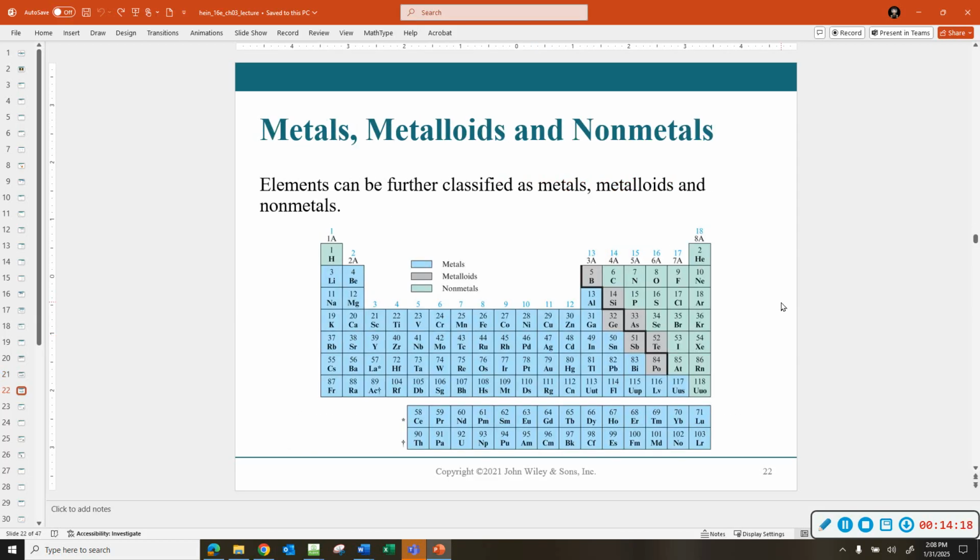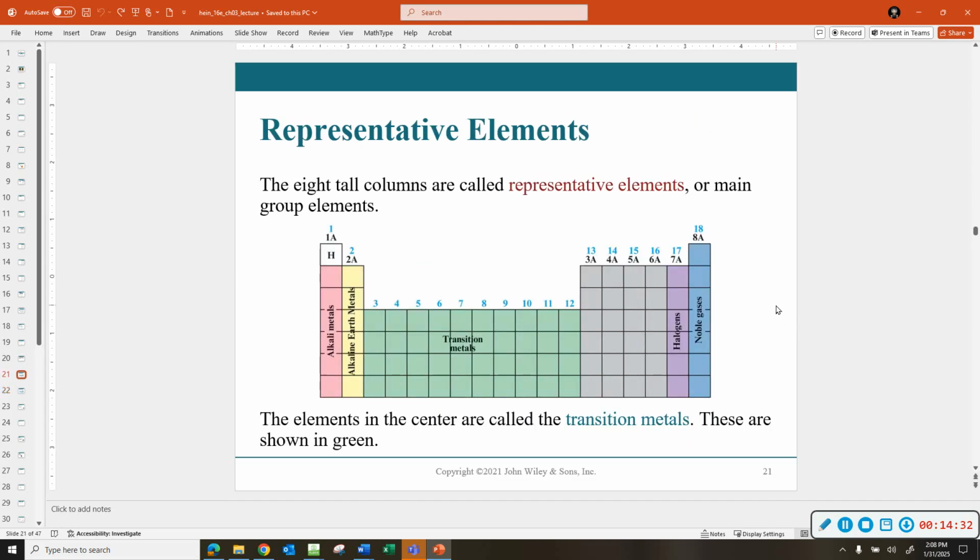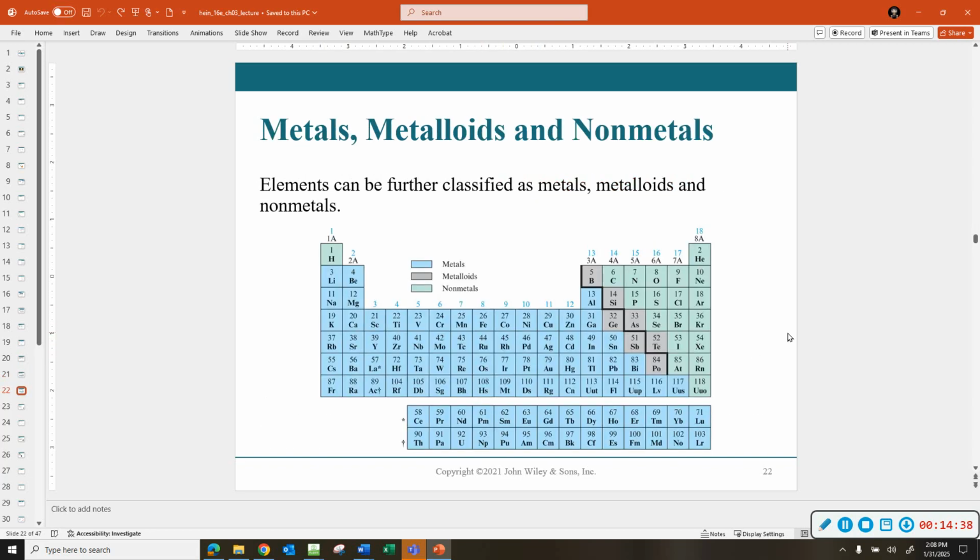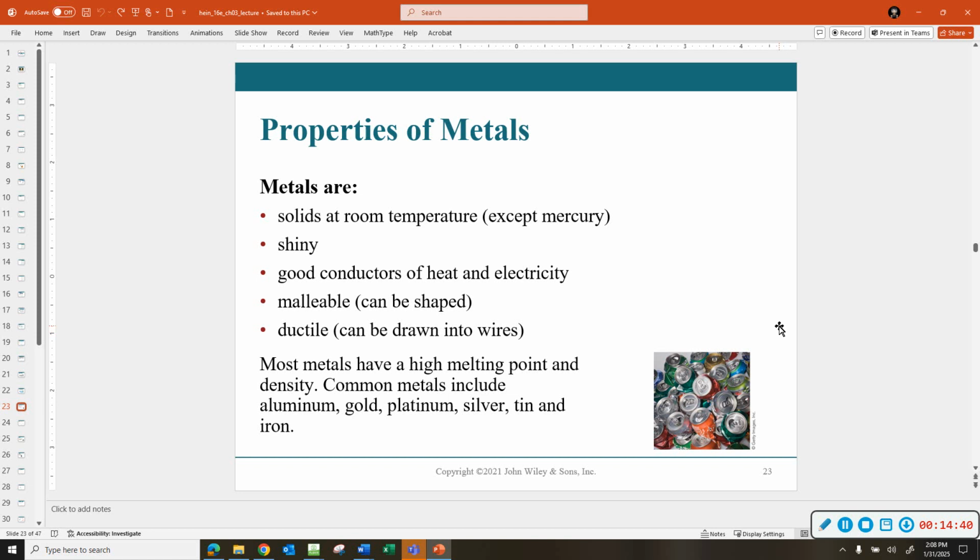Here's the periodic table just broken down as far as metals, metalloids, and nonmetals. So here, this gray area right here. So know the big overarching names for the periodic table and how they're classified, but you also need to know the individual group and this huge family name here. Excuse me. So here's some properties of metals. So pause the video if you need to.